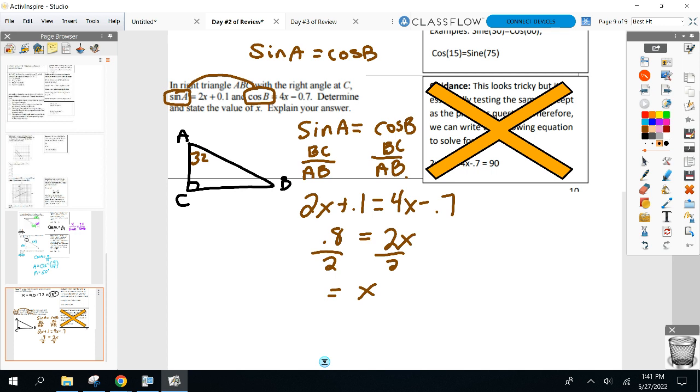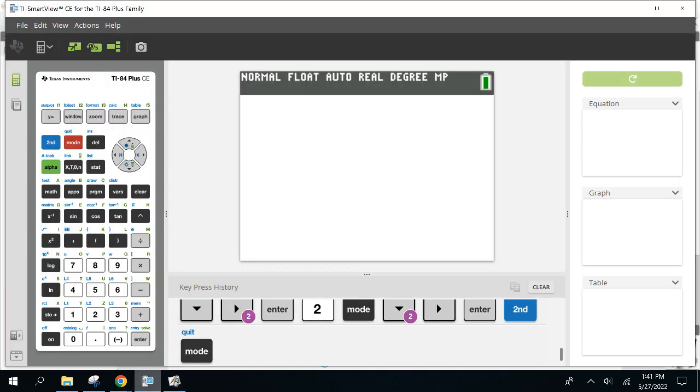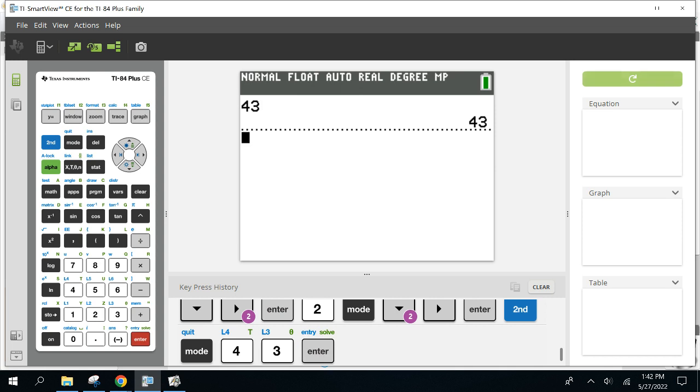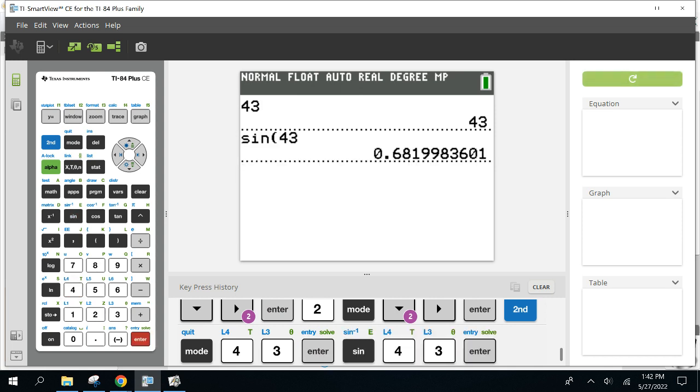All right, Eva? I get that they're congruent, but why can't you still just add them together to get 90 and then solve for x? Okay. Angle A and angle B. Watch. Angle A and angle B equal 90, not the sine of A. Sine of A is a totally different number, right? If I do on my calculator 43 versus sine of 43, those two are totally different. See where I'm going there?